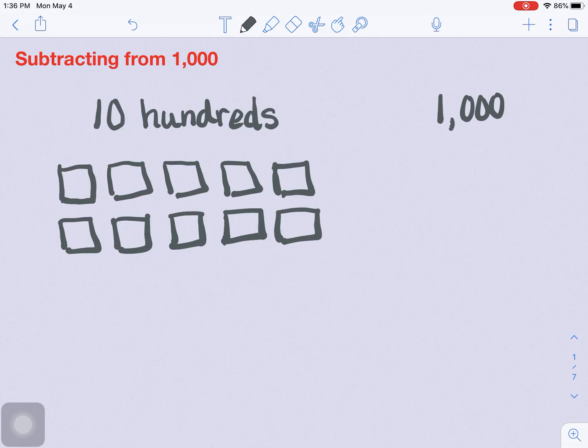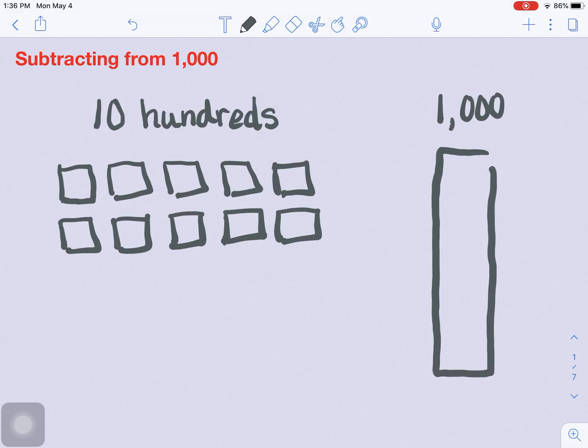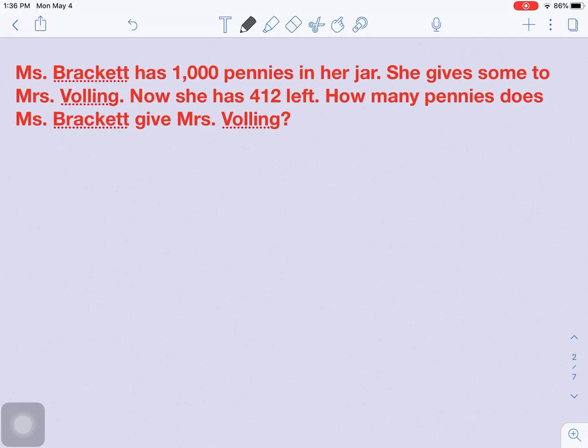When we are using our math number pieces and we have 10 hundreds or 1,000, we will represent it in a proof picture with a long rectangle. I'm making it a little bit big and exaggerated right now, but all of those 10 hundreds would go into what would be represented in our proof picture as 1,000. So let's go on to our story problem today so we can learn how we're going to be representing subtraction numbers with 1,000.